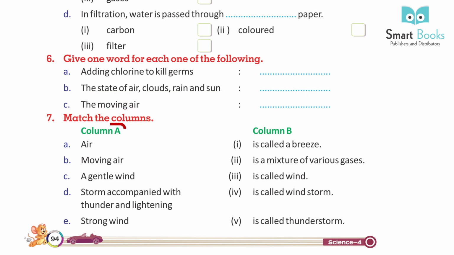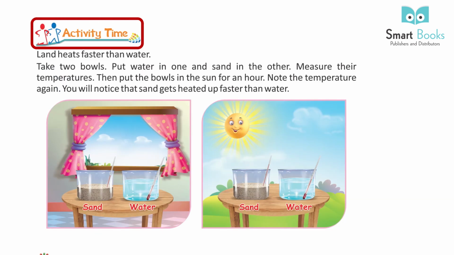7. Match the columns. Column A. Air. B. Moving air. C. Gentle wind. D. Storm accompanied with thunder and lightning. E. Strong wind. Column B. 1 is called a breeze. 2 is a mixture of various gases. 3 is called wind. 4 is called windstorm. 5 is called thunderstorm.